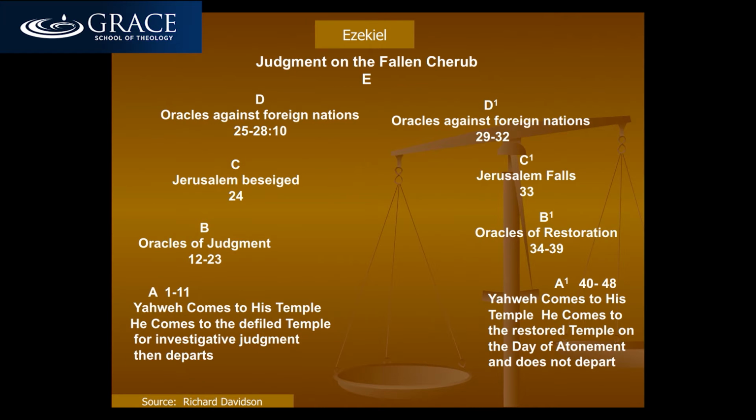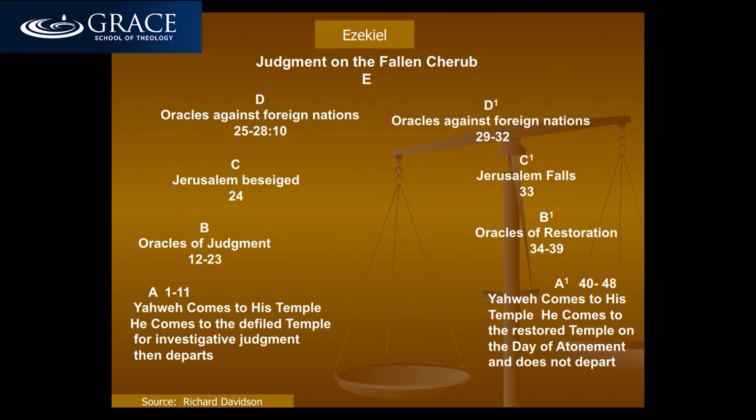We can look at whole books of the Bible. This is from Richard Davidson, his understanding of Ezekiel. He would see the whole book as one giant chiastic structure with the focal point being at the top, E, judgment on the fallen cherub, if you take that as the angel, if you take that as Lucifer, and many would. So then what you have is this parallel chiastic crescendo.